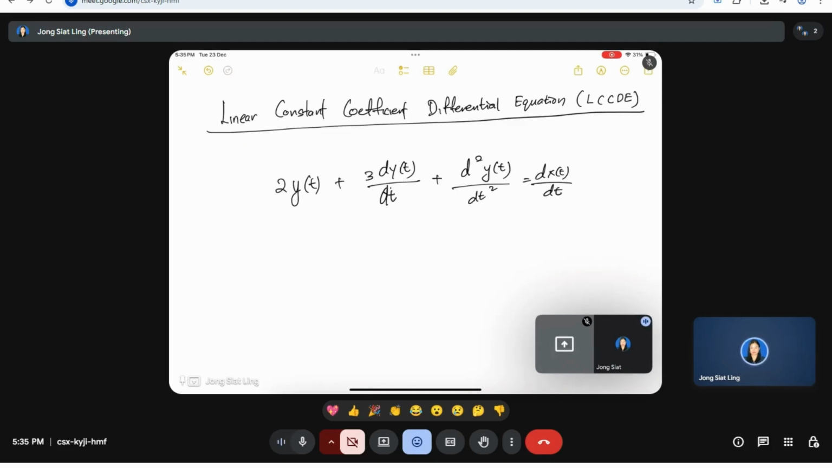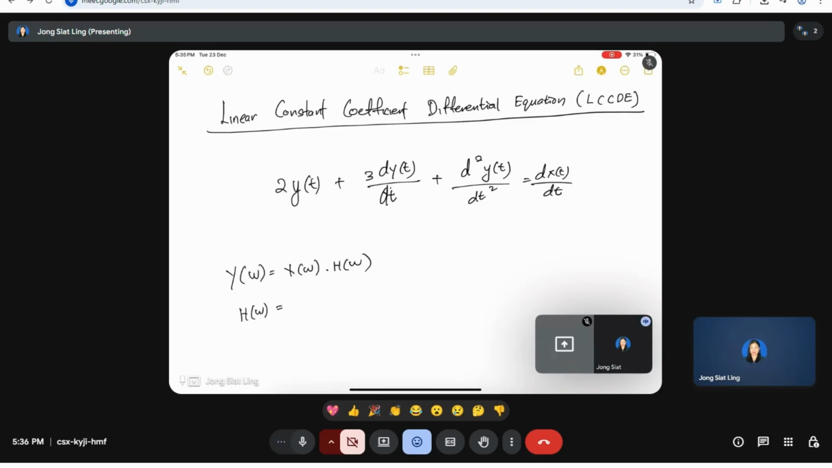If the system's input and output satisfy the linear constant coefficient differential equation, we can directly use the linearity and convolution properties of the Fourier transform. For the convolution, as you know, Y(omega) equals the input X(omega) multiplied with H(omega).